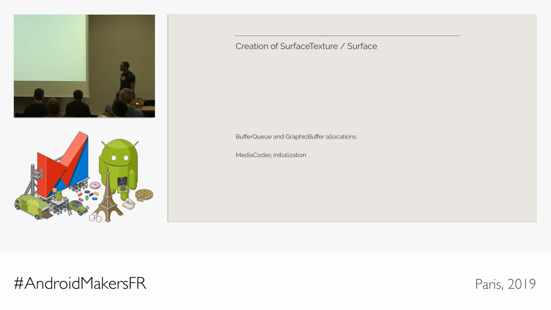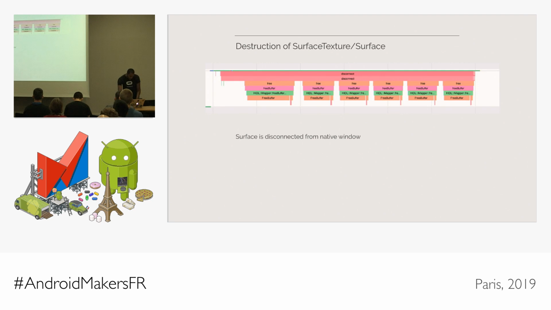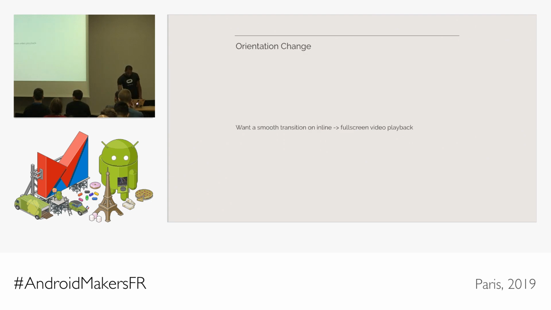What could cause frame drops is the media codec initialization, which has to go to the hardware, and the video decoder initialization. These are the two key things that you want to avoid while you're scrolling through your feed. So in the destruction, you're going to release those buffers. This is just a Systrace output of what's going on. And you have to shut down the video decoder, which also can be slow and expensive.